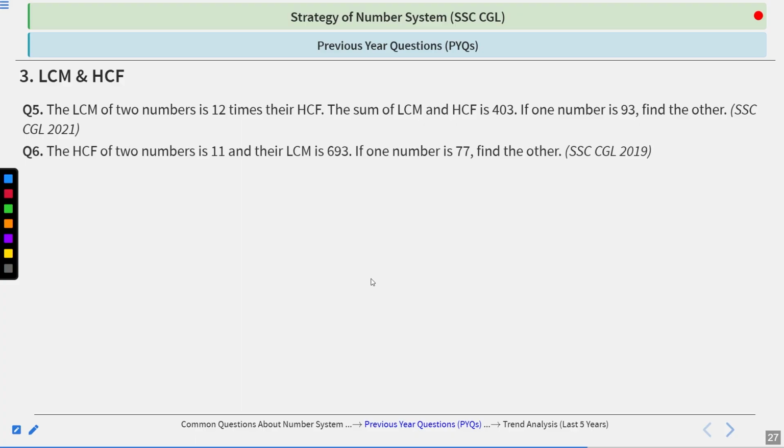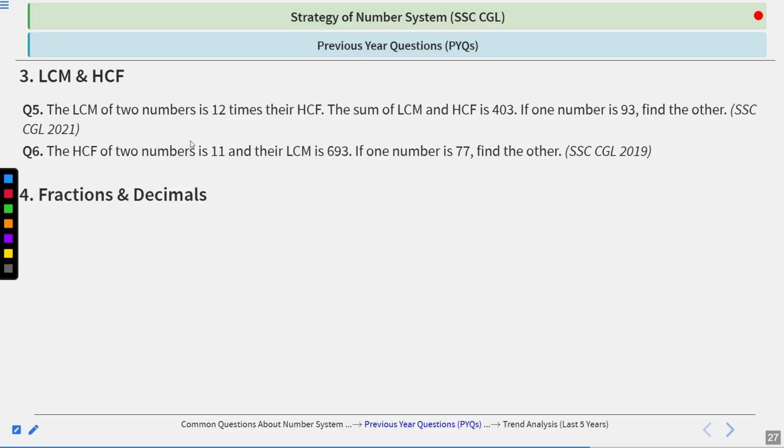Next one is the HCF of two numbers is 11 and their LCM is 693. If one number is 77, find the other number. And this question was also asked in the 2019 SSC CGL exam. Now we can say that both questions are based on HCF and LCM concepts.